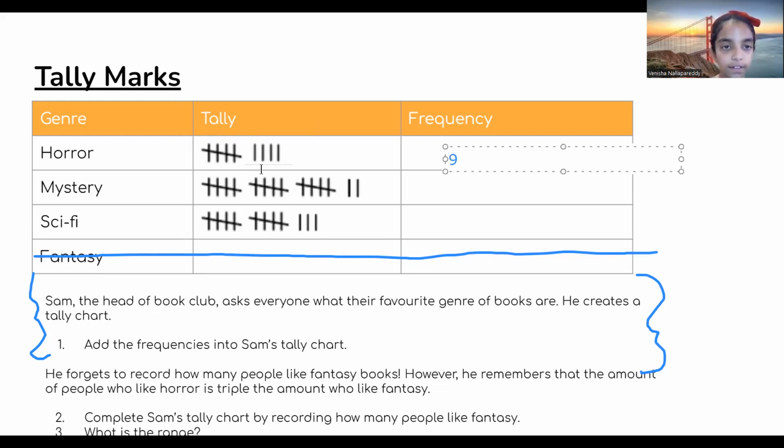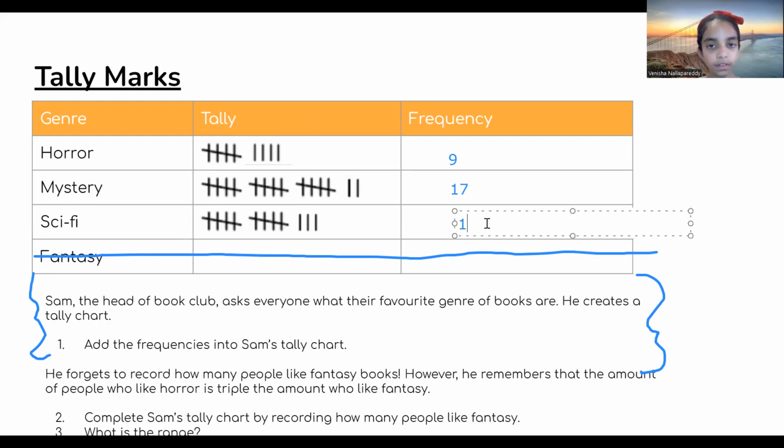We've got 5, 10, 15, 16, and 17. Got 5, 10, 11, 12, and 13. So we've done the first question. It's as simple as that. Let's look at the second part of the question now. So he forgets to record how many people like fantasy books. However, he remembers that the amount of people who like horror is triple the amount who like fantasy.